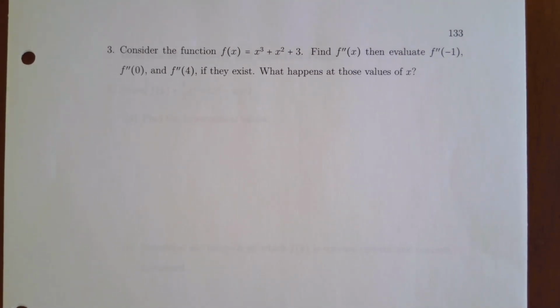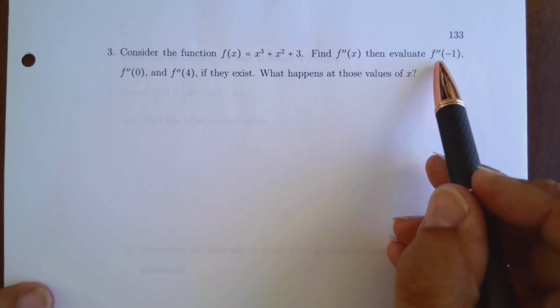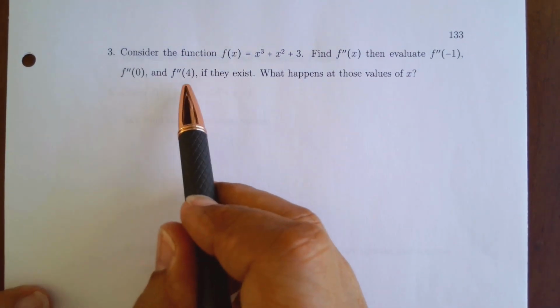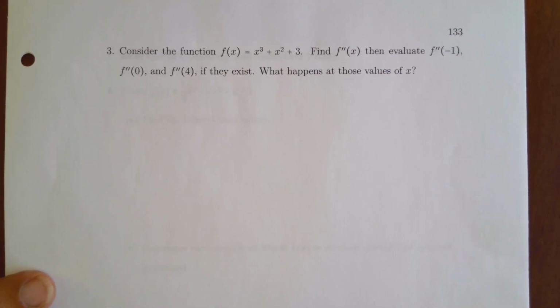So number 3 says, consider the function f of x is x cubed plus x squared plus 3. Find the second derivative and then evaluate the second derivative at -1, at 0, and 4 if they exist. And then what happens at those values. Okay, so let's see what happens.